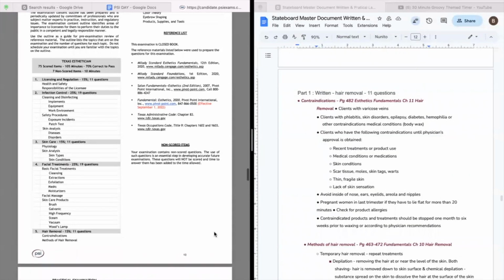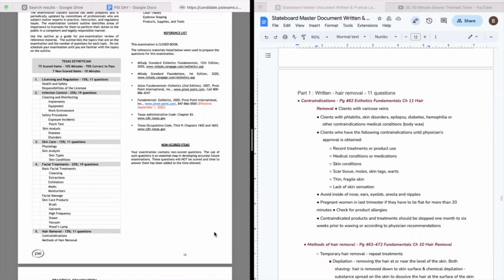And we are moving into section 5, hair removal. It is 15% of the exam and 11 questions. So just like skincare, 15% of the exam and 11 questions. This is one I like to call a gimme.